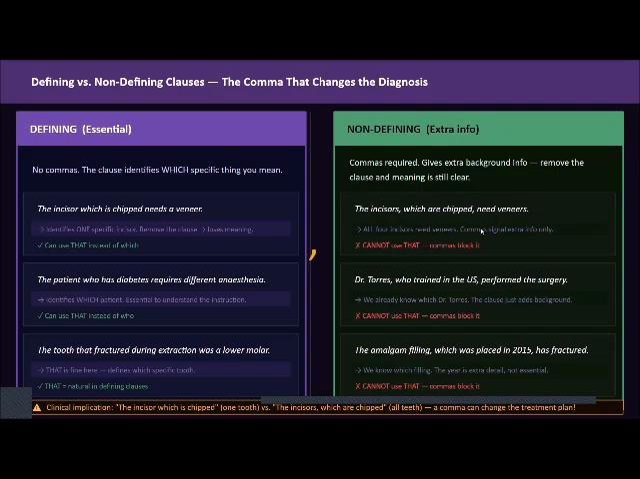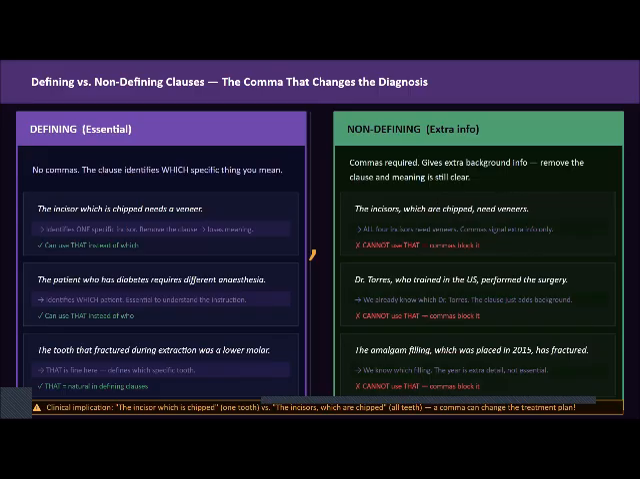All right? Notice here, if I say the incisor which is chipped needs a veneer, that means I have multiple incisors. If I say the incisors which are chipped, I'm talking about all the incisors having chips. So all the incisors need veneers.